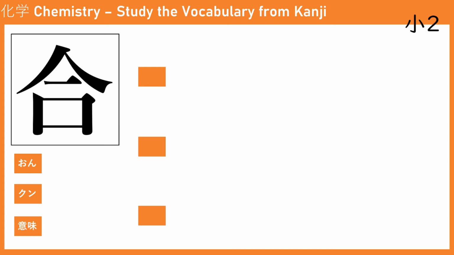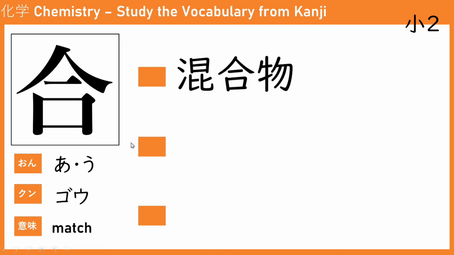The next kanji is go or au. Au means match. So we have this on the previous slide. Kongobutsu. This one is mixture. Kongo means the mixture and butsu means things. Kongobutsu.